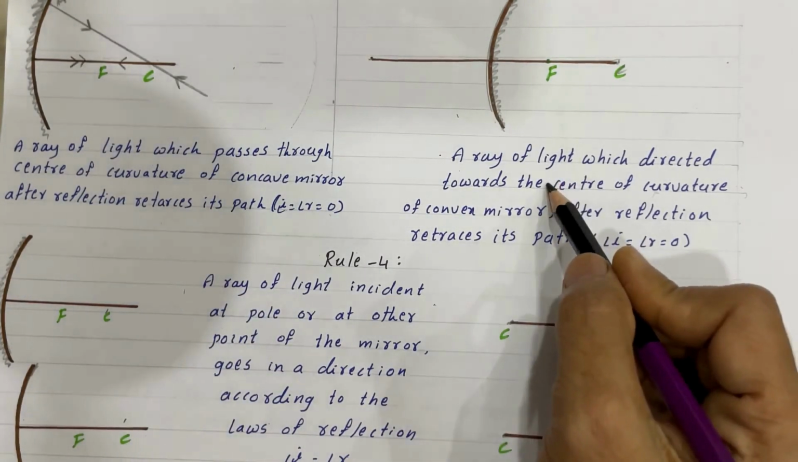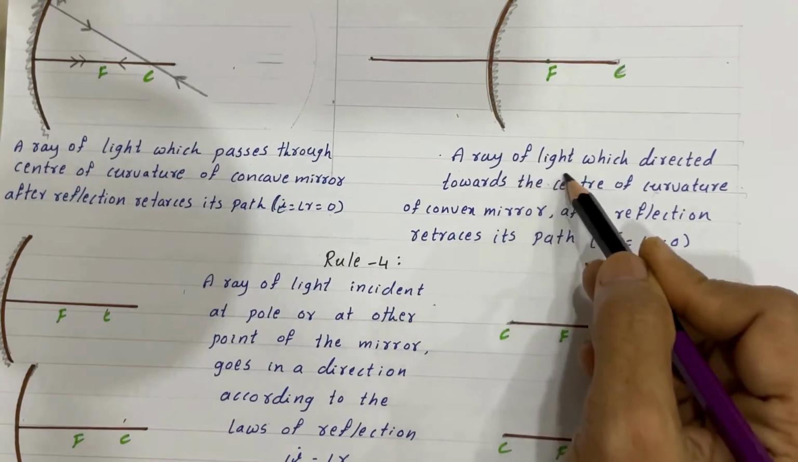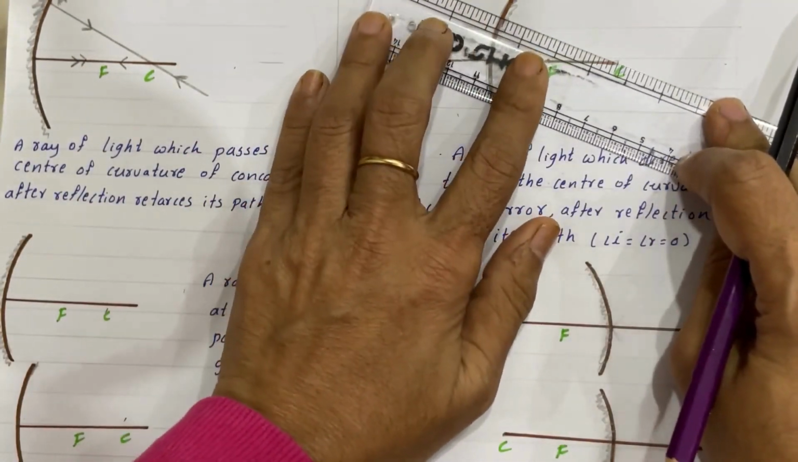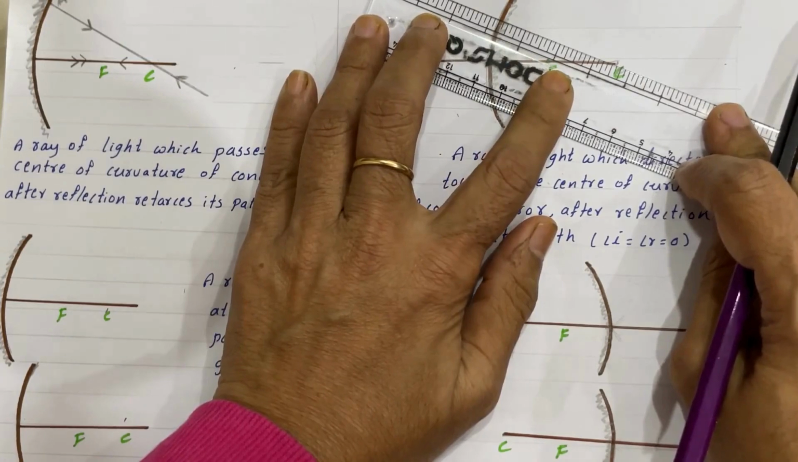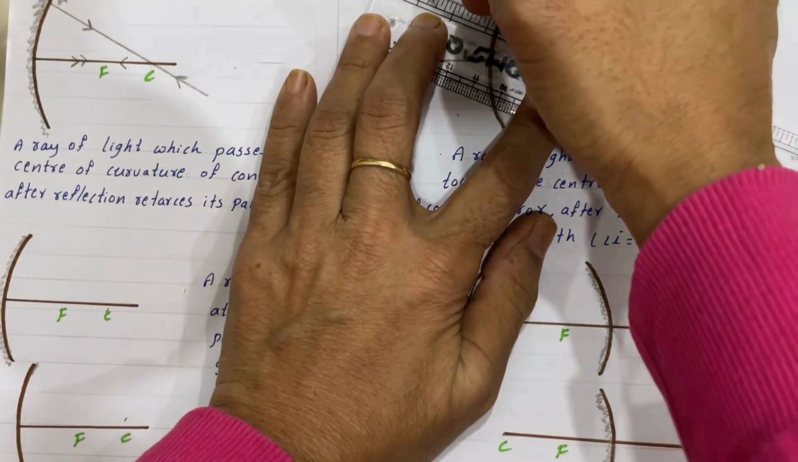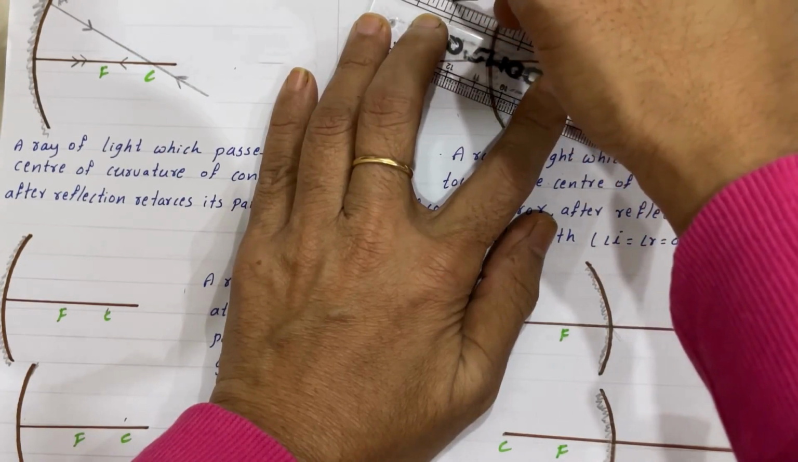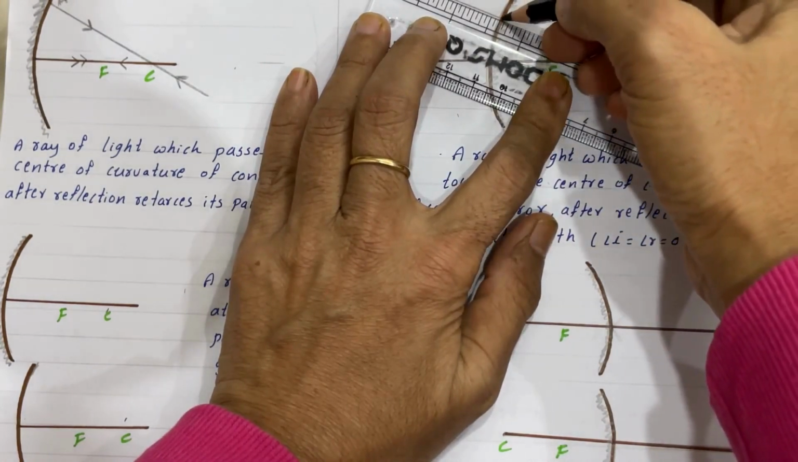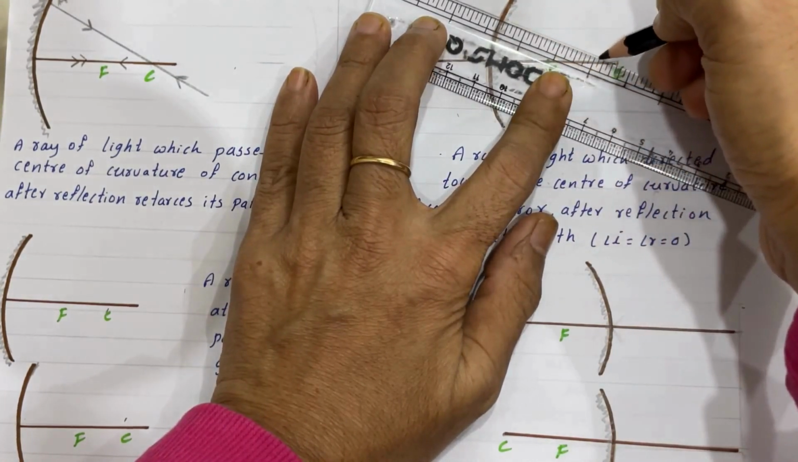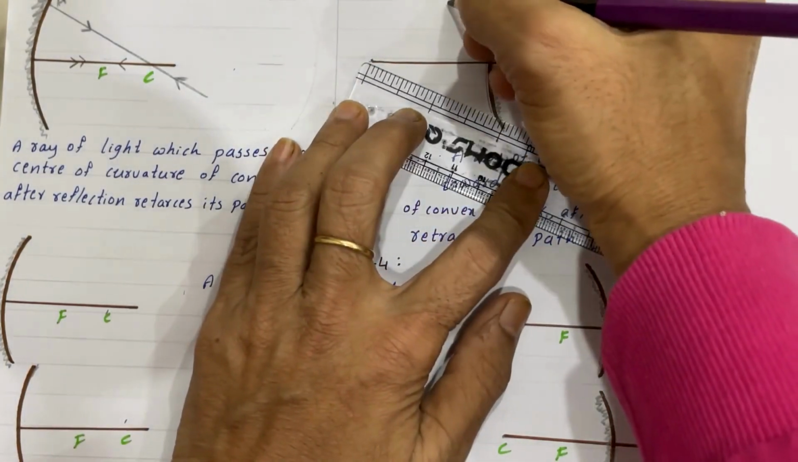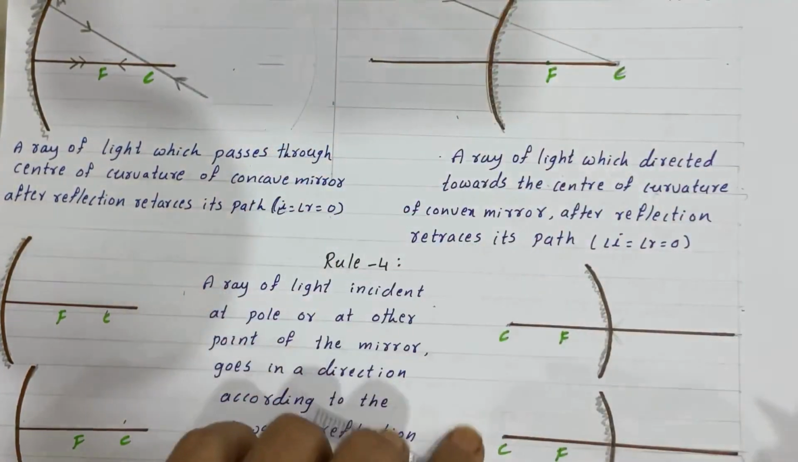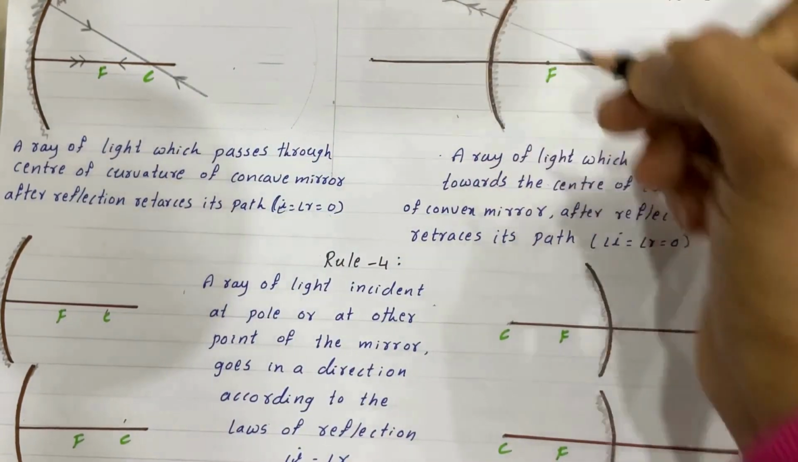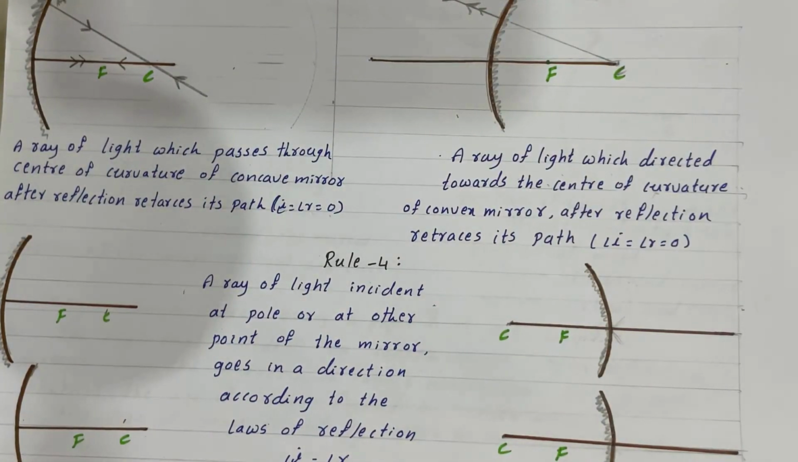Come to the convex mirror. A ray of light which is directed towards the center of curvature. Here, the center of curvature of a convex mirror is inside the mirror, so the incident ray cannot pass through the center of curvature. It is directed towards the center of curvature, that is the normal. So it retraces its path. This is the direction of the reflected ray.